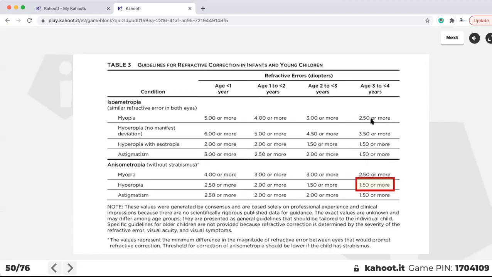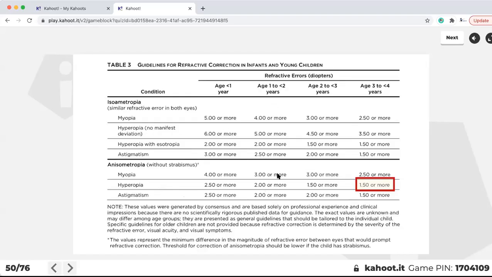The third option is an orthophoric child that has 2 diopter sphere in one eye and only 0.25 diopter in the other eye, so he has hyperopia with the difference between both eyes more than one, it is 1.75, and he has one eye which is 2 diopter. So one eye is more than 1.5 diopter and there is an anisometropia. So this child has more urgency to wear glasses.